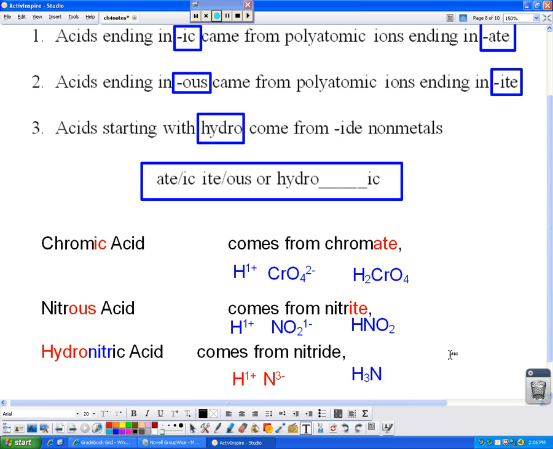And that's the basics of naming acids and writing acid formulas. Ate-ic, ite-ous, or hydro-blank-ic.